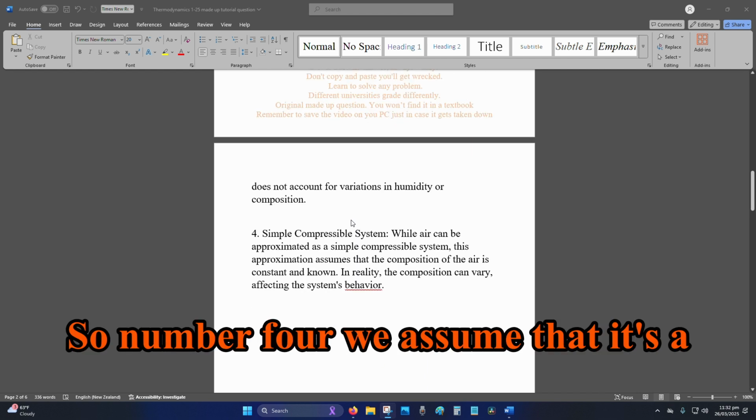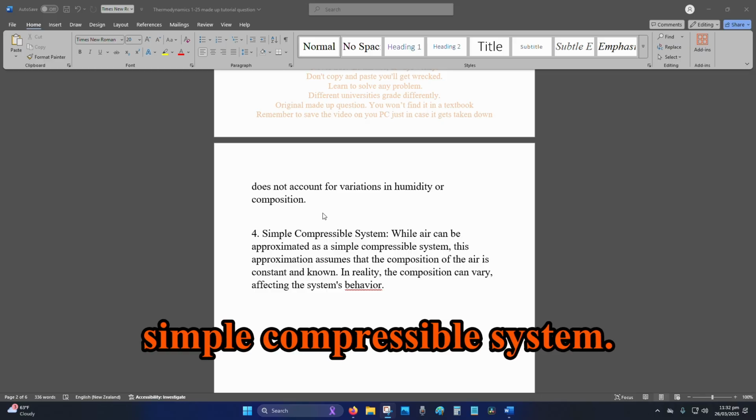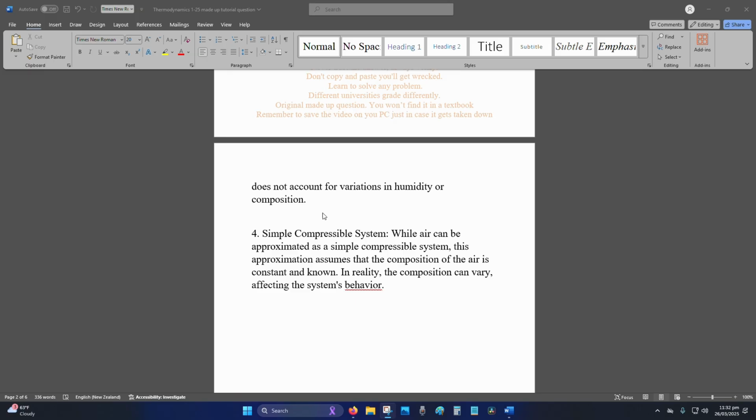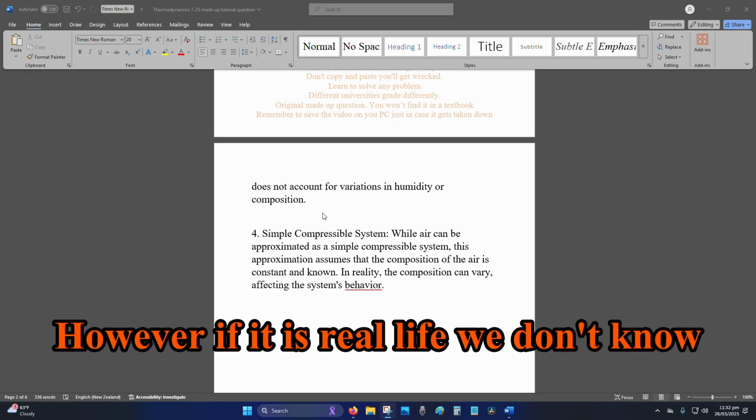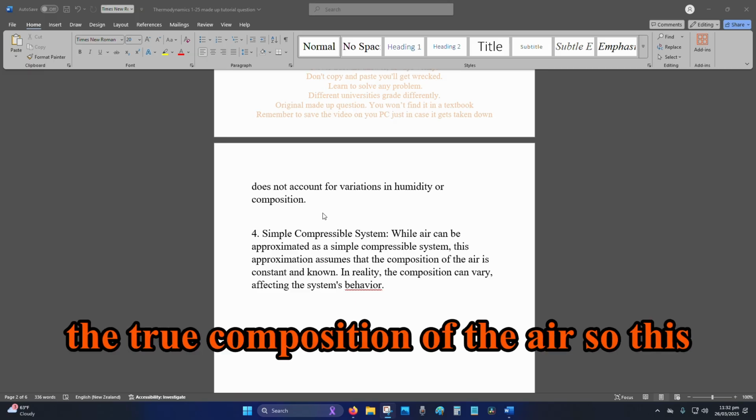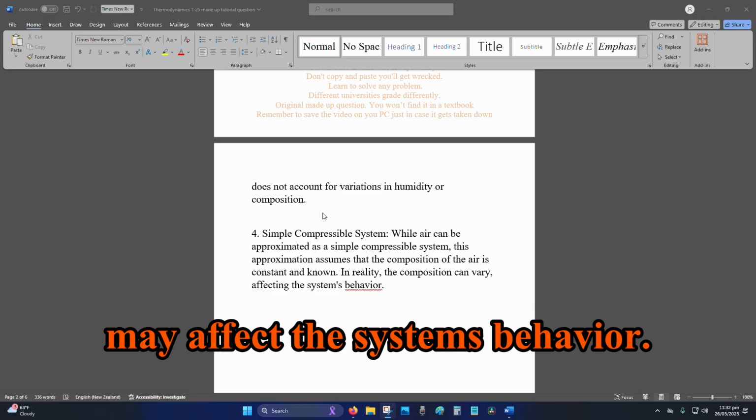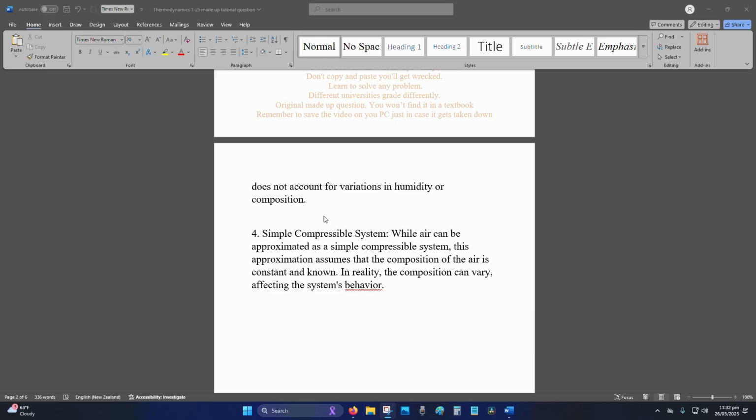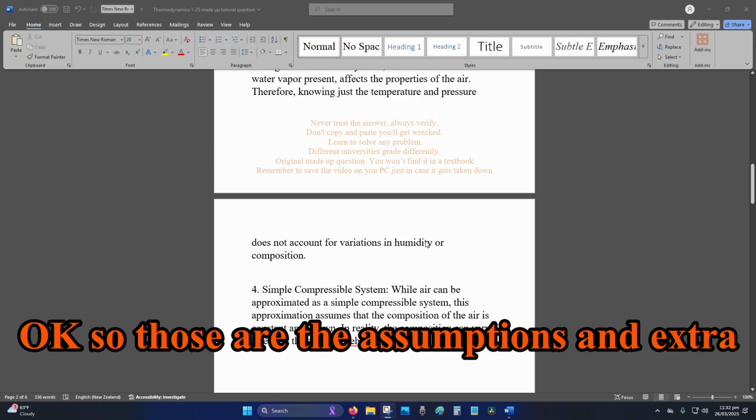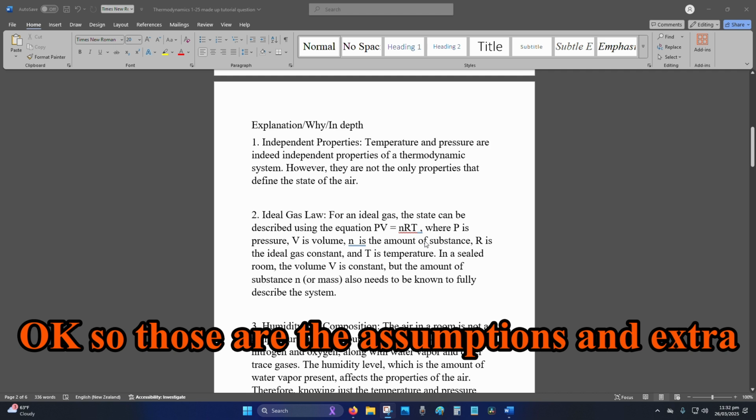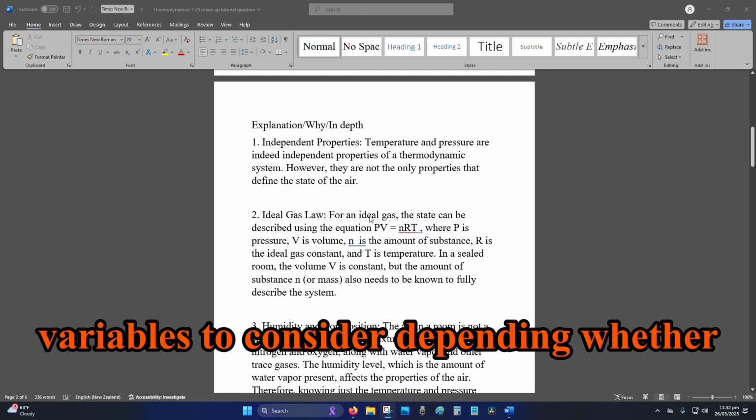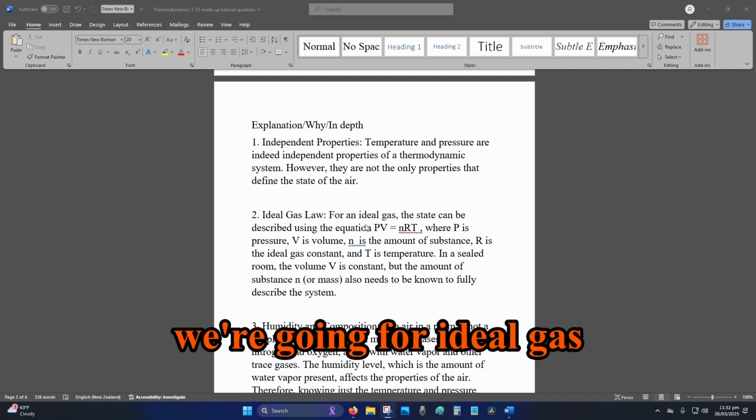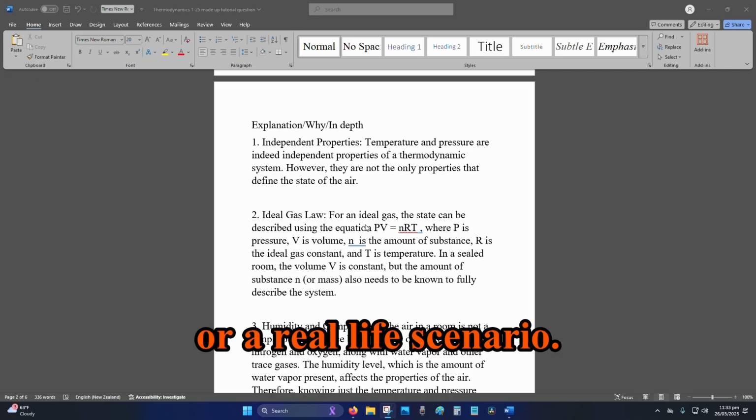So number 4, we assume that it's a simple compressible system. However, if it is real life, we don't know the true composition of the air, so this may affect the system's behavior. Okay, so those are the assumptions and extra variables to consider depending on whether we're going for an ideal gas or a real life scenario.